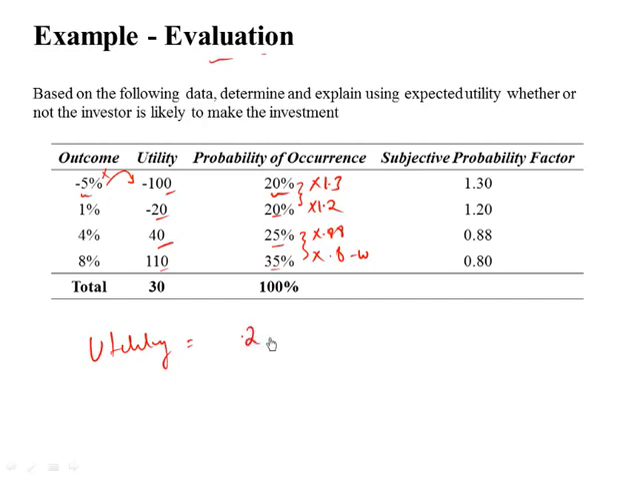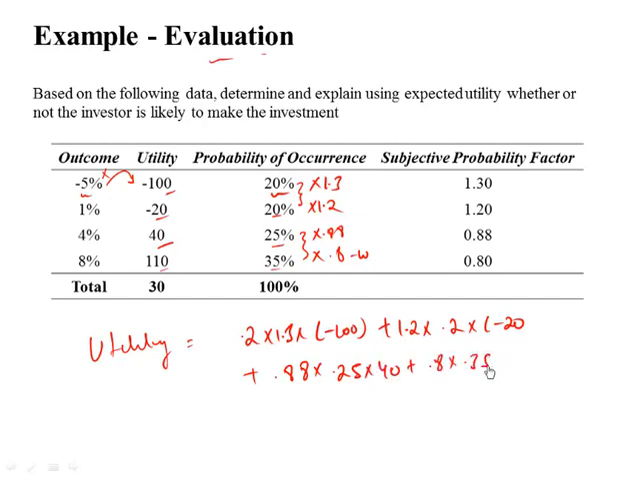So 0.2 into 1.3 into minus 100 plus 1.2 into 0.2 into minus 20 plus 0.88 into 0.25 into 40 plus 0.8 into 0.35 into 110. So the expected utility for this alternative comes out to be 8.8. Whether or not the investor will make the investment depends on all other alternatives. So he'll similarly evaluate all other alternatives and pick the alternatives that have the highest utility.